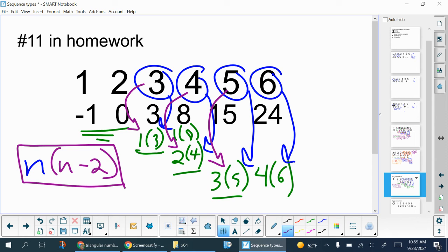Yeah, it's not a bad idea to check it out. 6, if I take 6 times 4, that is 24. So that's definitely the rule for that one.